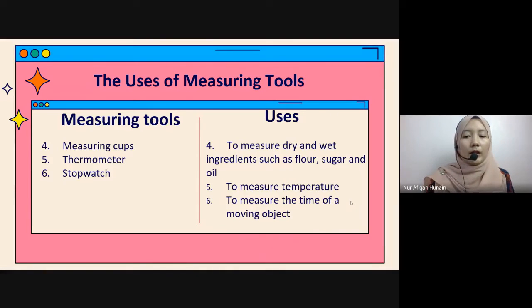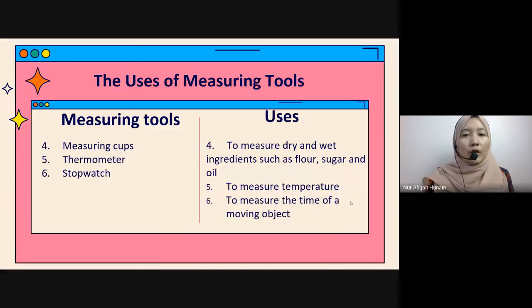To measure the time of a moving object. Let's say you are running and you want to measure how much time it takes for you to complete your running. So you need something to record. So you can use a stopwatch.